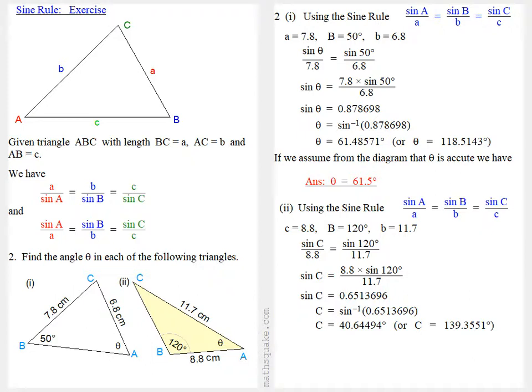Now C can't be 139.4 degrees because there's already an angle of 120 degrees in the triangle. So C must be 40.6. The angles in a triangle add up to 180, so theta is 180 minus 120 minus 40.6. And our answer is theta is 19.4 degrees.